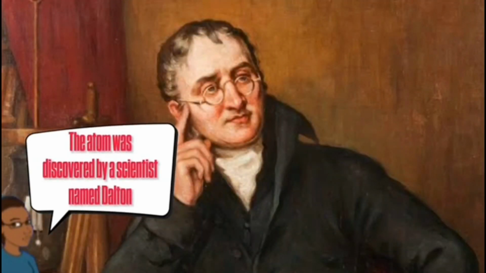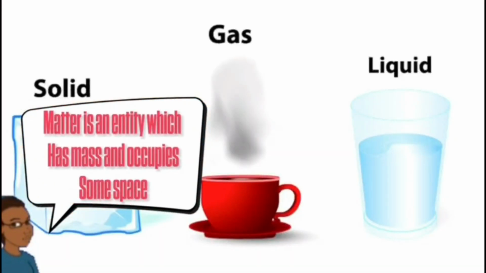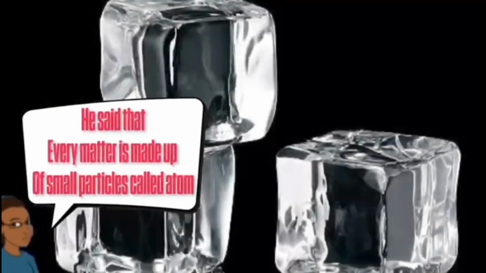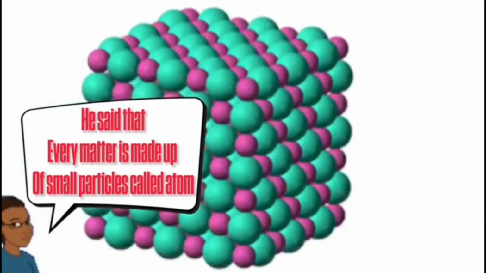The atom was discovered by a scientist named Dalton. Matter is an entity which has mass and occupies space. He said that every matter is made up of small particles called atoms.